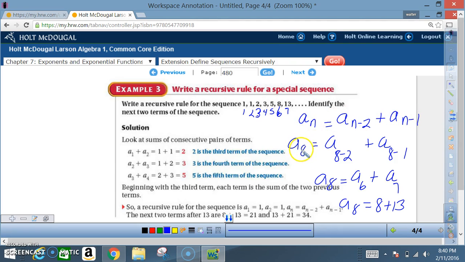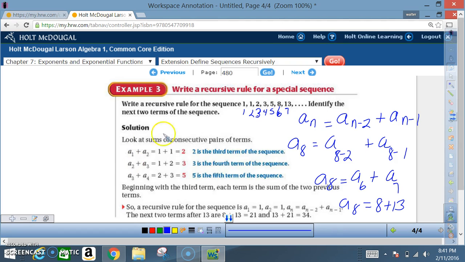So to find the eighth term, in place of n, I will put 8. So now what is 8 minus 2? That's going to be 6, so it becomes A sub 6. What's 8 minus 1? That becomes 7, so it becomes A sub 7. So A sub 8, or term 8, is equal to the addition of term 6 plus term 7. So what's term 6? That's the 8. What's term 7? That's the 13. So A sub 8 is equal to 8 plus 13, which is 21.